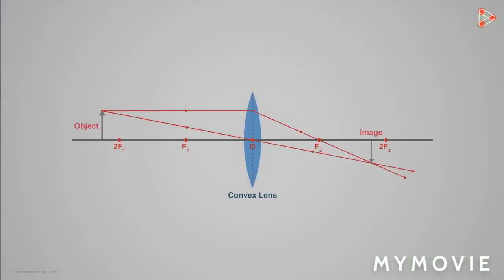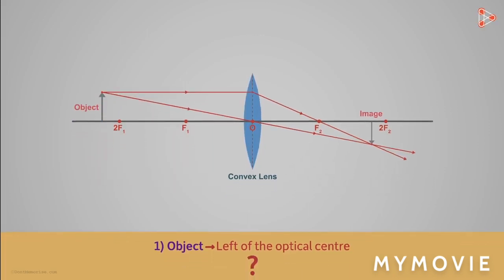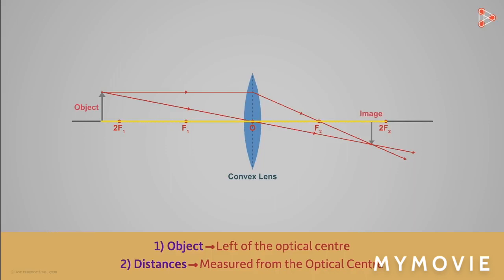The concept is similar for lenses. For our lens, we assume the optical center to be the origin. So the first convention we follow is that we always keep our object to the left of the origin, or the optical center. Can you guess the second convention? The second convention that we follow is that we measure all the distances from the optical center.